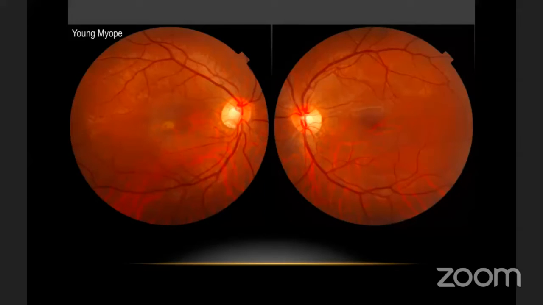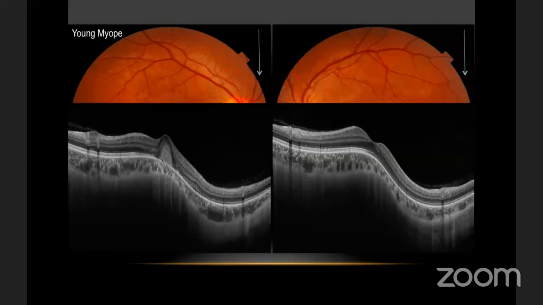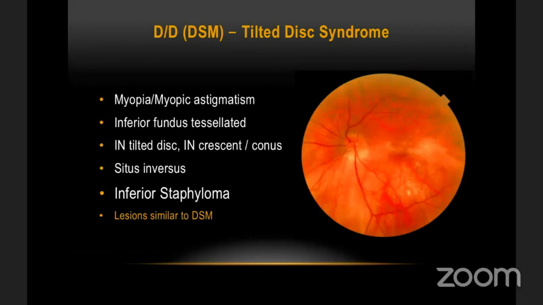Now look at this patient. This is a young myope, and these are his scans. This is the vertical scan of the left eye and this of the right eye with some subretinal hyperreflective material, most probably a CNVM. Is this a dome-shaped macula? No, this is what is known as tilted disc syndrome and is a common differential of the DSM.